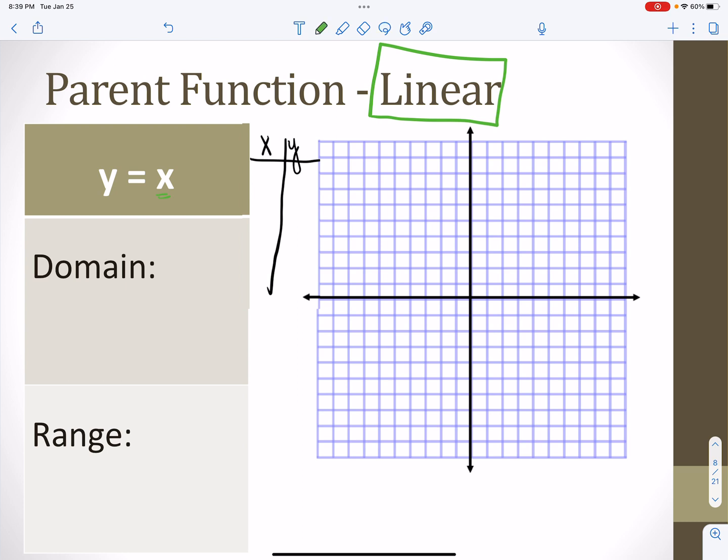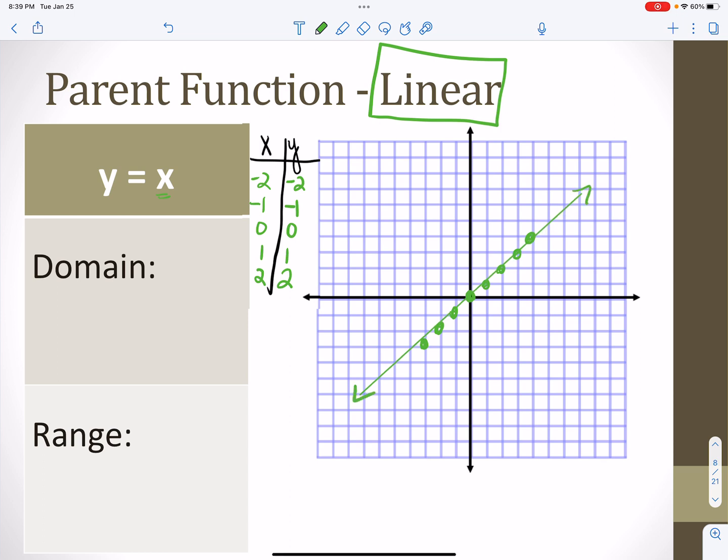Okay, so you should have paused. I can put in whatever I want: -2, -1, 0, 1, 2. If I put a -2 in for X, wouldn't my Y be a -2? If I put a -1 in, my Y is a -1, then 0, 0, 1, 1, and 2, 2. So this line goes 0, 0, 1, 1, 2, 2, 3, 3, 4, 4. It also goes -1, -1, -2, -2. And it is a linear line through here.